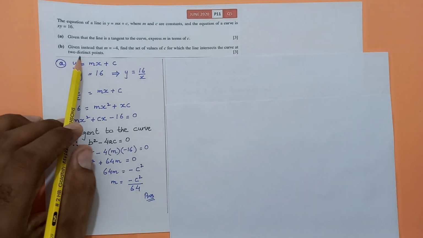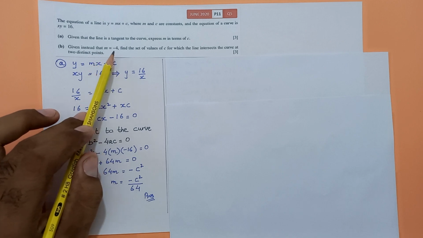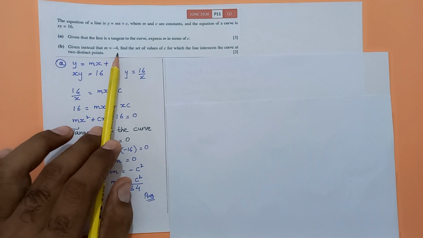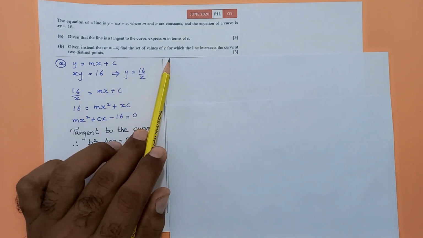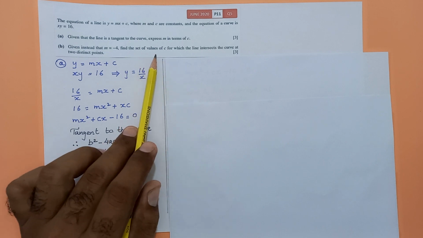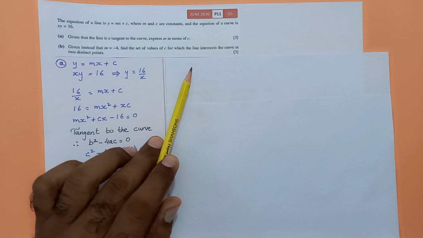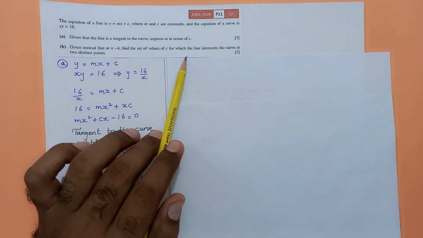In the b part it says that given instead that m is negative 4, that means instead of m we can replace it with negative 4. Find the set of values of c. Now the condition is different, because they have used the words set of values. Definitely now it won't be a tangent. Let's read the question and understand what it is asking.